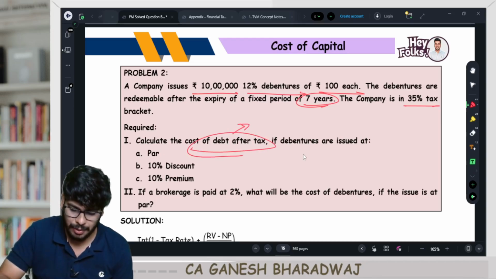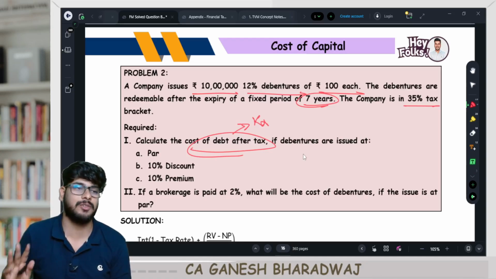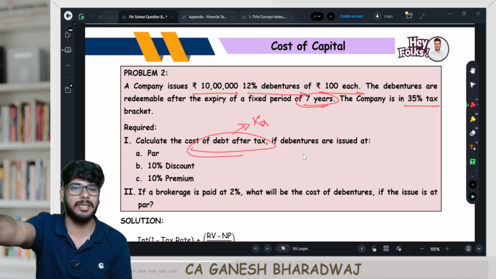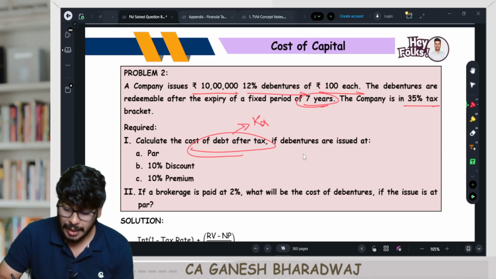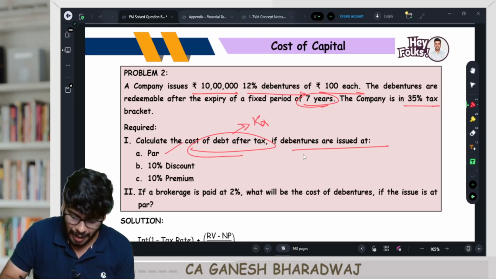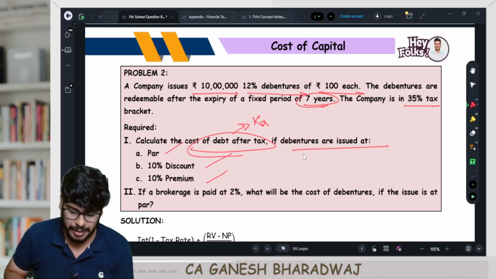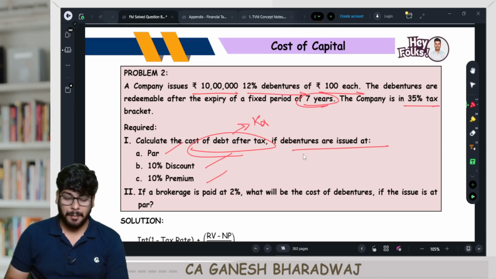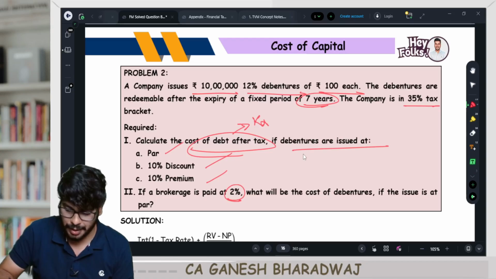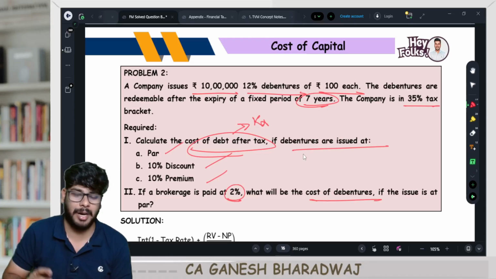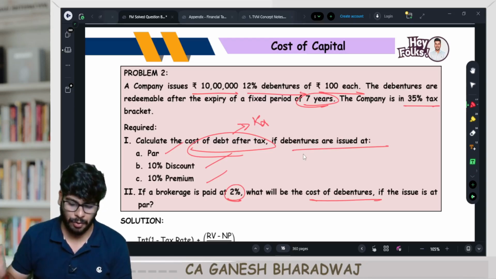Always remember, when they use the word KD, it is post-tax only. Why? Because the tax shield is considered in the calculation, no? Interest, I into 1 minus T only we calculate. If the debentures are issued at A, par, B, 10% discount, and C, 10% premium. And the second part of the question says, if a brokerage of 2% is paid, what will be the cost of debentures if the issue is made at par? Now, forget the second part. Let's focus on the first part.